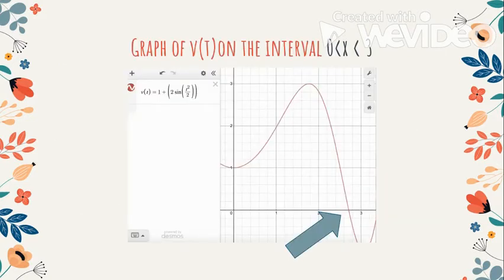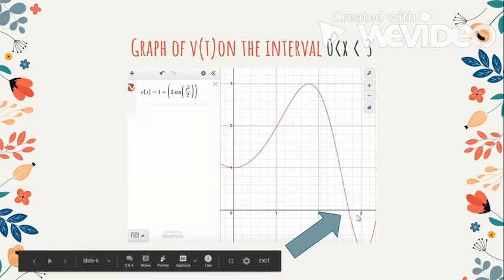Now, looking at the graph of v of t on the interval from 0 to 3, we are looking for where the graph crosses the x-axis, or in other words, where v of t equals 0. By using second trace and the zero feature on the calculator, we can find where v of t equals 0. This occurs only once on the interval, at t equals 2.707.